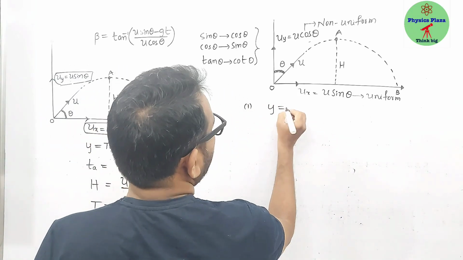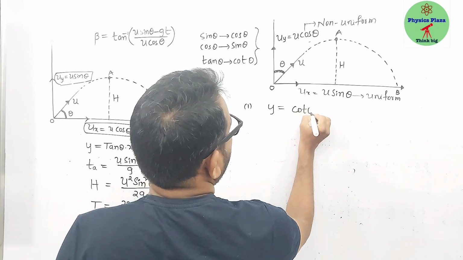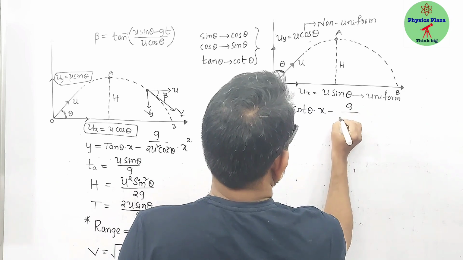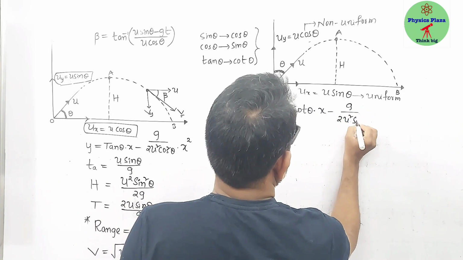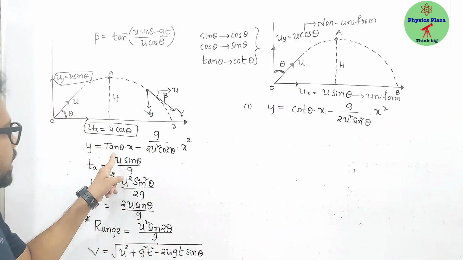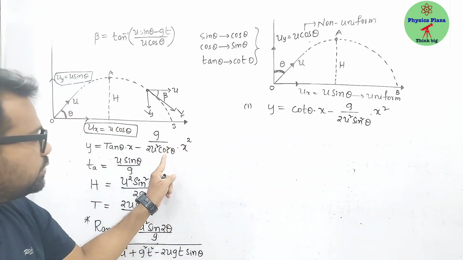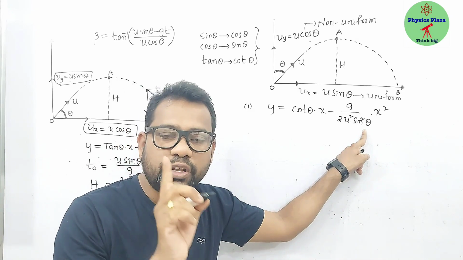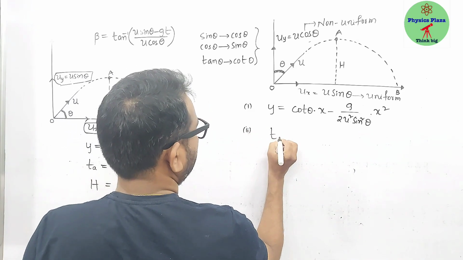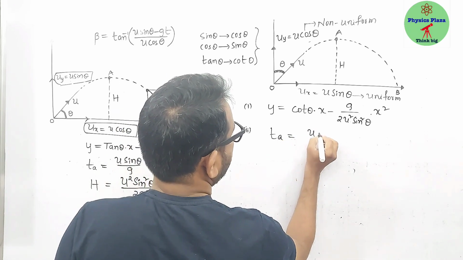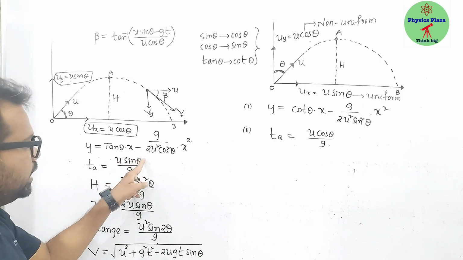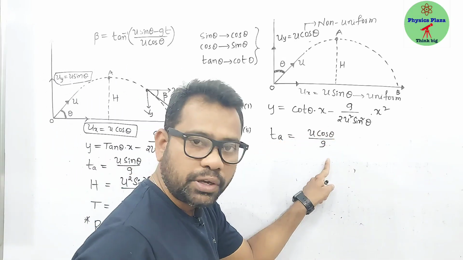So y is equal to cot theta into x minus g by 2u square sin square theta into x square. Look at here. In the place of tan theta, we will get cot theta. In the place of cos theta, we will get sin theta. That is what you should understand. Okay, fine. And the second one, time of ascent, is going to be u cos theta by g. Here it was u sin theta by g. This will become u cos theta by g.